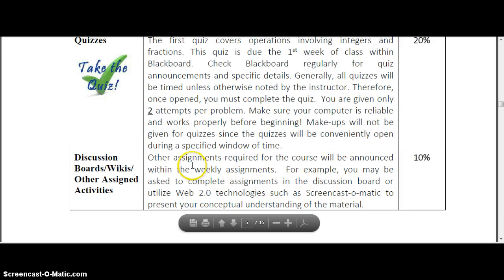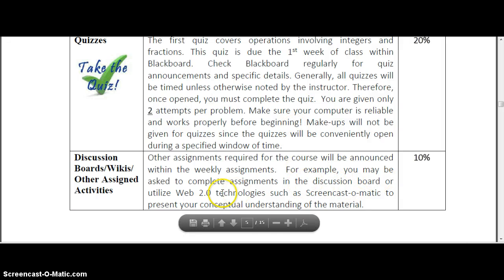Discussion board. Other assignments required for the course will be announced within the weekly assignments. Let me also mention that quizzes and exams are timed. So, especially for quizzes on WebAssign, they are timed. Once you open a quiz, your timer is going, and you can't stop that timer. So you have to complete the quiz. So you want to make sure you are ready before you click on the quizzes in WebAssign.